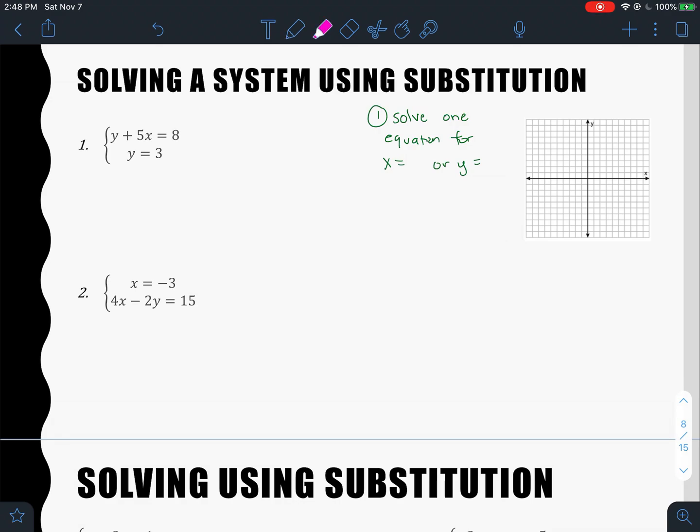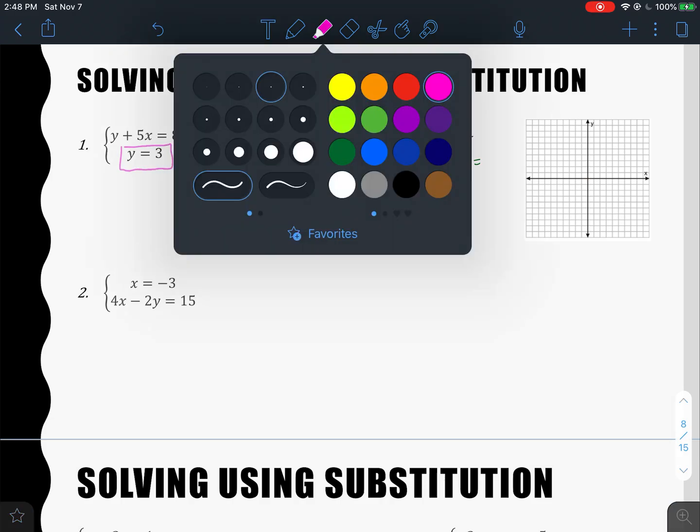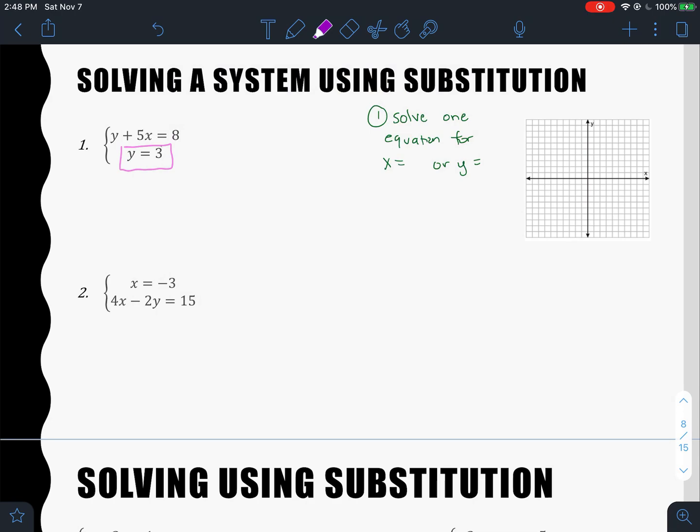y plus 5x is equal to 8, and y is equal to 3. Now, if you notice in that second equation, y is isolated. y is by itself, so we're good to go. We don't have to do anything first. We can take 3, and we can substitute that 3 in for y in the first equation. So my first equation now becomes 3 plus 5x is equal to 8.